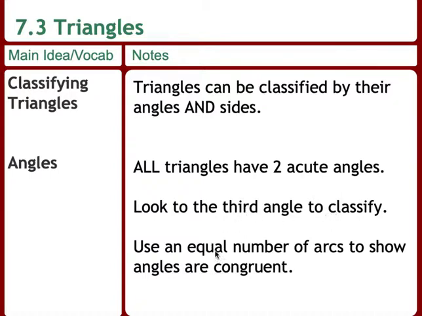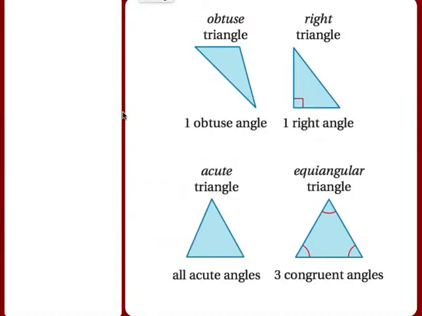And we've talked about this about angles. When you have congruent or equal angles, then we use arcs to show that they are congruent. So if two angles have one arc, those two angles are congruent. If two angles have two arcs, those are congruent. So here are the classifications by angle. So we have obtuse triangles.